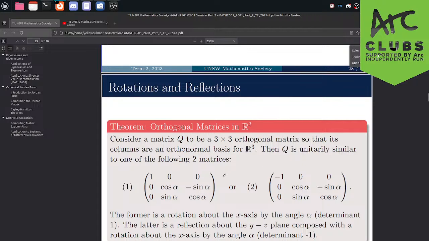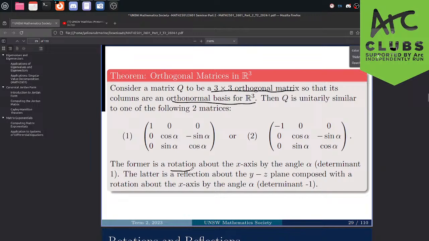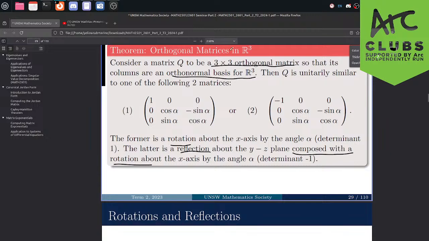So we have the 3x3 orthogonal matrix, right? So it has an orthonormal basis for R cubed. We say that an orthogonal matrix is either going to be a rotation or a reflection composed with a rotation. So I'll just highlight that. And these are the only 2 forms it can take for, again, a 3x3 real matrix. So Q, if this is the case, is going to be unitarily similar to either this one, or to this one.